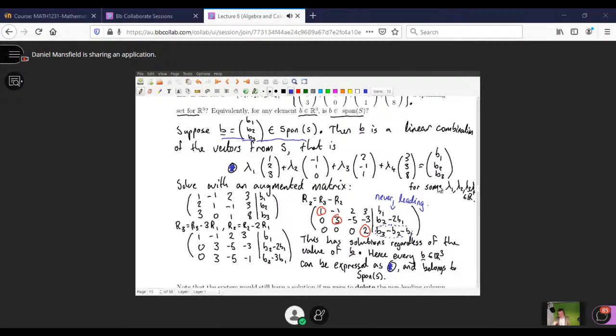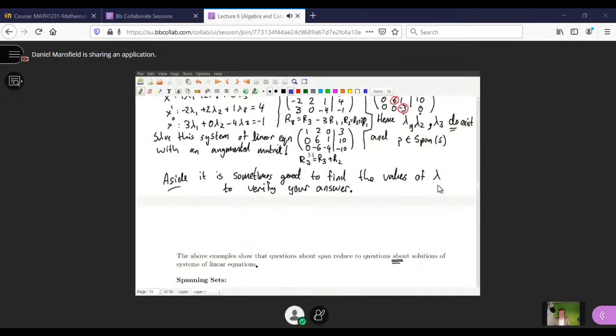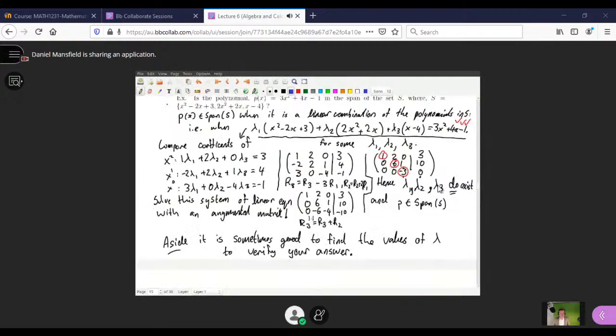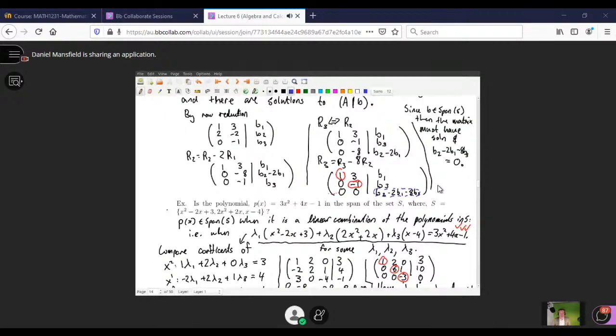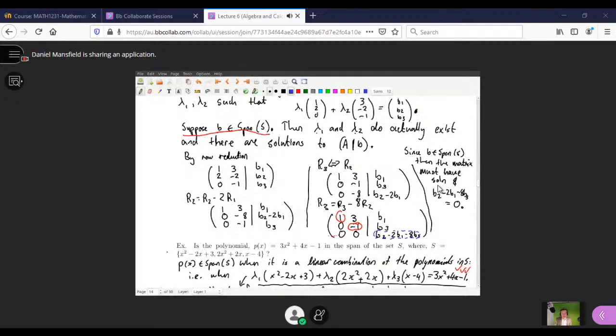Could I see a solution from the previous question for a second? I don't think I saved. Oh, wait, I did save it. Yay. Here, this one. So here we made the same assumption. Damn, my handwriting's bad. We supposed B was in the span, and then we solved this equation here. That meant this equation has solutions, and in order to ensure that this thing does have solutions, this thing had to be zero.